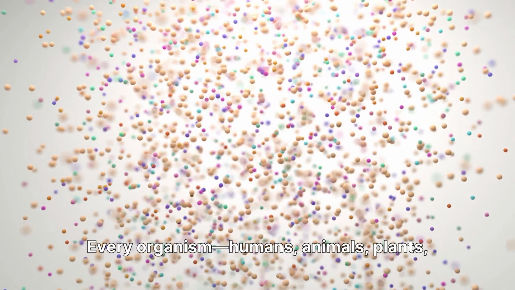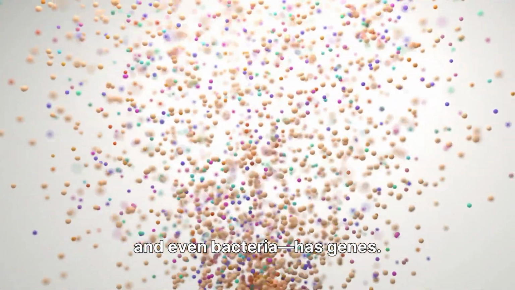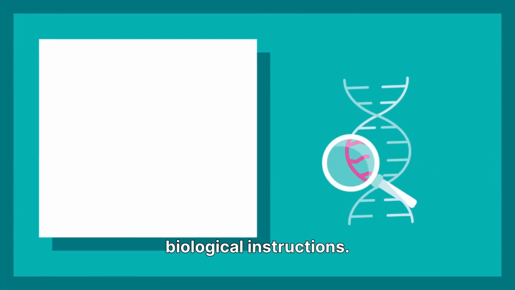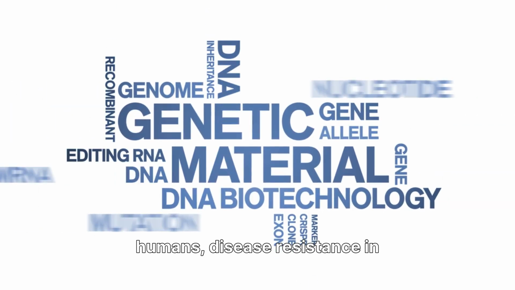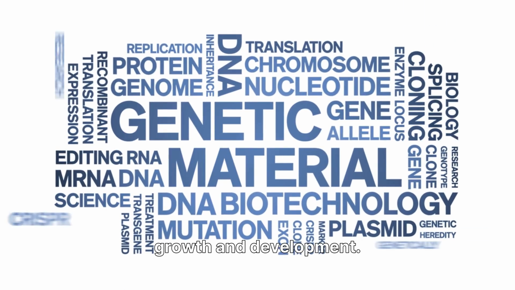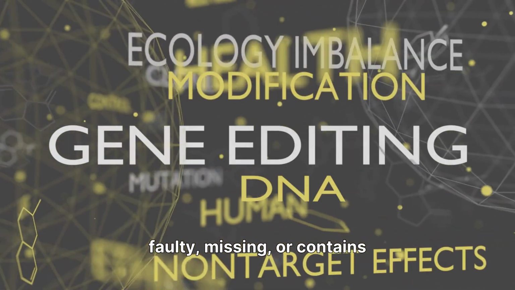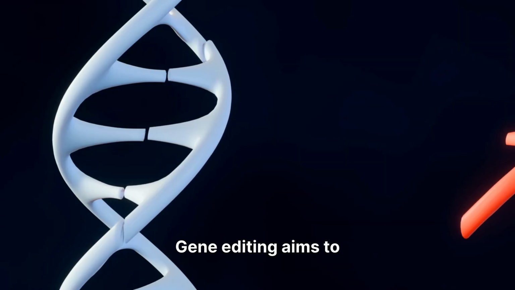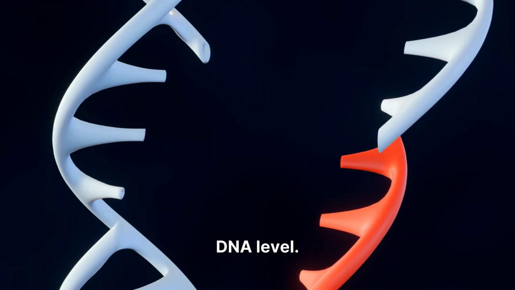Every organism, humans, animals, plants, and even bacteria, has genes. Genes are sections of DNA that act like biological instructions. They determine things such as eye color in humans, disease resistance in plants, how cells respond to infections, and physical growth and development. When a gene is faulty, missing, or contains errors, it can cause disorders or unwanted traits. Gene editing aims to correct or adjust such issues directly at the DNA level.